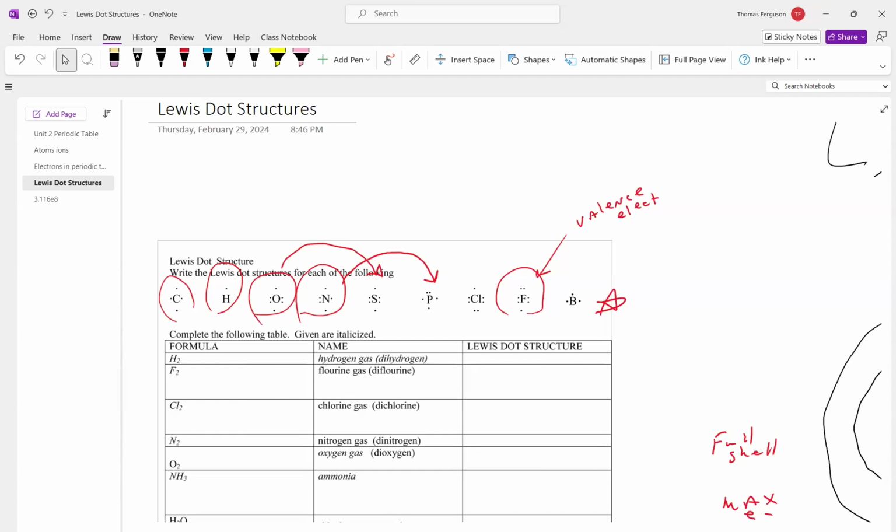Now, sometimes we can pair up 2 singletons twice and form a double bond or a triple bond. A triple bond will have 3 pairs of singletons bound together.